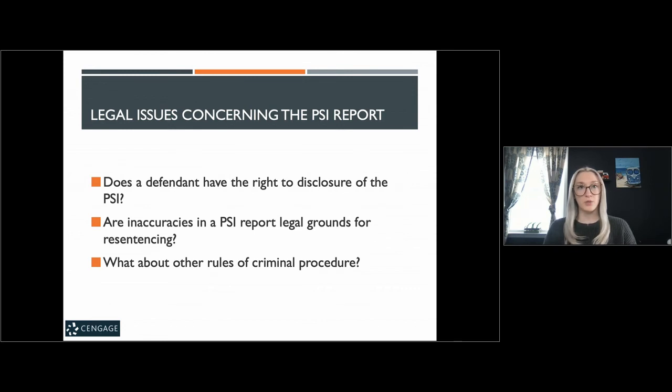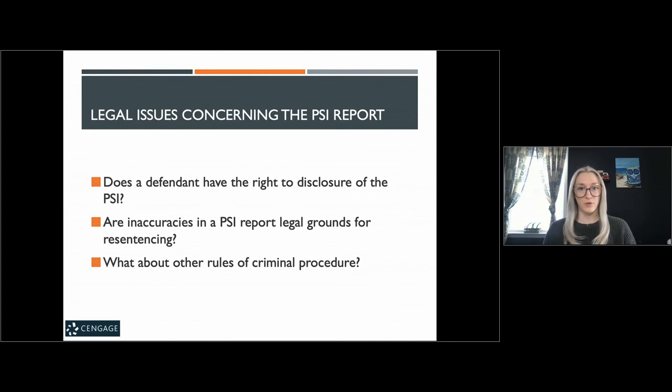So what are some legal issues that we have to consider in writing these PSI reports? The Supreme Court actually ruled that there is no violation of due process when the PSI report is not disclosed to the defendant. However, some states do give the defendant the right to review it. The federal system says that the defendant has to be given the option to review a PSI report at least 35 days before sentencing. And that gives the offender the opportunity to rebut any inconsistencies that they feel are found within that report.